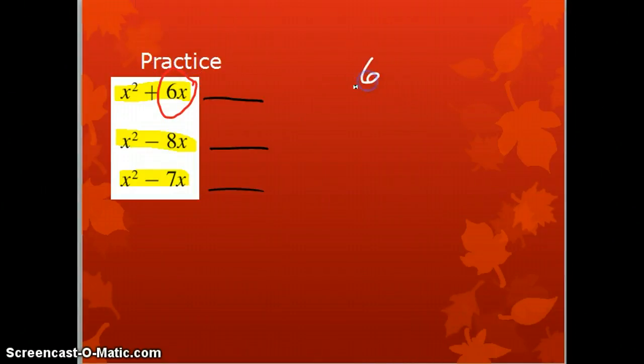That means I need to do 6 divided by 2, or take half of 6. Half of 6, or 6 divided by 2, still gives me that 3. But I need to square that. So 3 squared, and I get 9. That tells me the number I'm going to add on, that number that is going to complete that perfect square, is a positive 9.